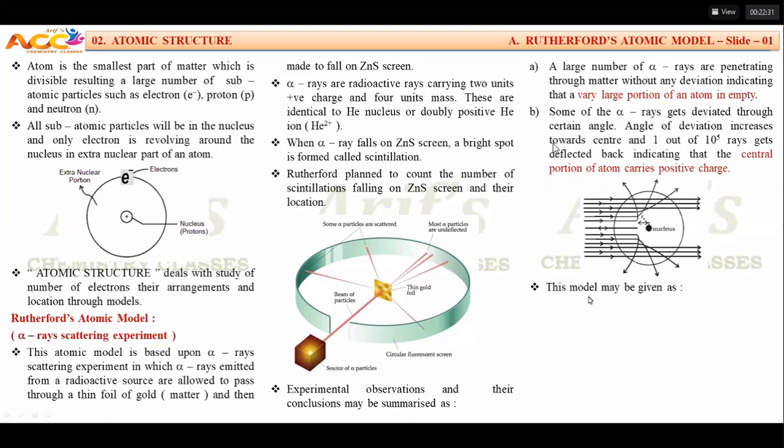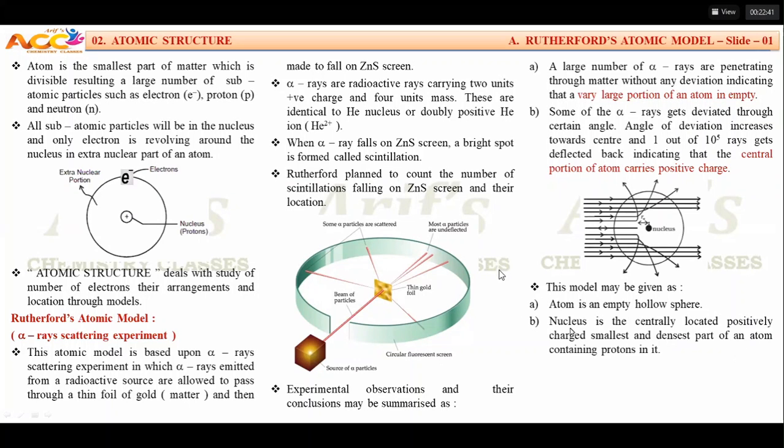Now, this model, based upon all these experimental evidences and conclusions, can be given as follows. Point one, the atom is an empty hollow sphere. Point two, the nucleus is centrally located. Take care of each word here. Centrally located, point one. Positively charged, point two. Smallest, point three. Densest part of an atom, right? These are the four points he gave, and they are valuable information about the nucleus given at that time. Till today, no one has changed even a small part of the sentence.